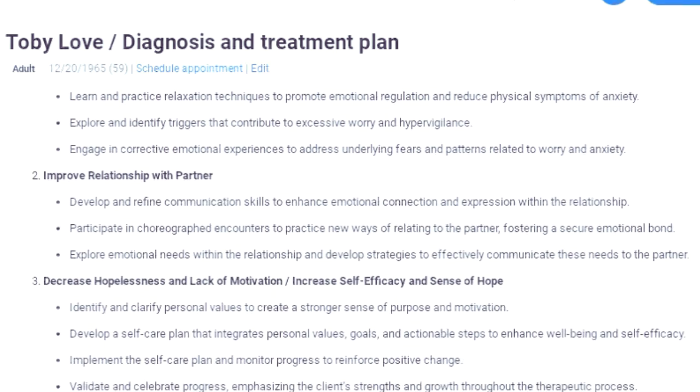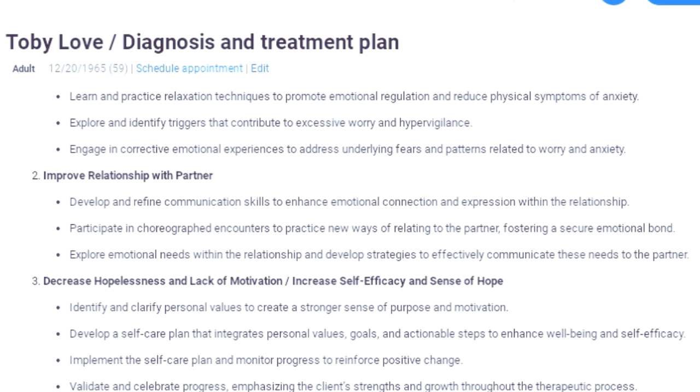So the second one is to improve relationship with partner. Again, super broad. But under that, we have the objectives. Develop and refine communication skills. Participate in choreographed encounters. Again, something that I do with emotionally focused therapy. And then explore emotional needs within the relationship. And then the third goal is to decrease hopelessness and lack of motivation and increase self-efficacy and a sense of hope.